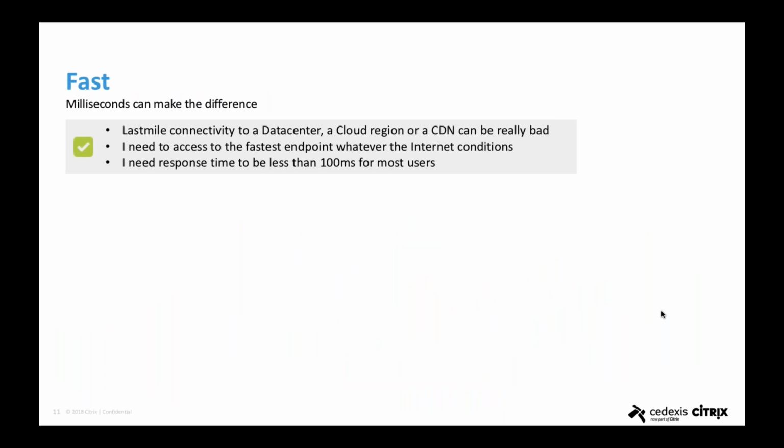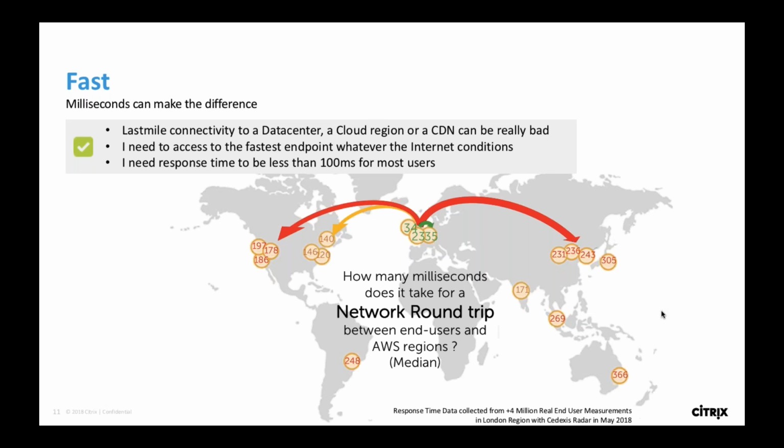So I want to go to an endpoint which is close, but I want also to go to an endpoint that will deliver very fast. So again, this last mile connectivity is going to be very important to make sure that I get to not just the closest endpoint, but the fastest endpoint, to make sure that I can get most of my requests to a server in less than 100 milliseconds.